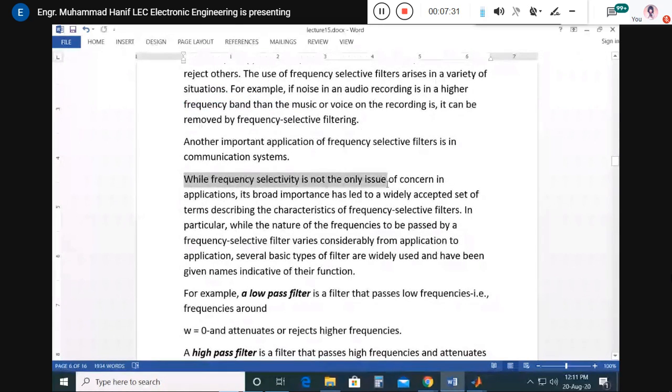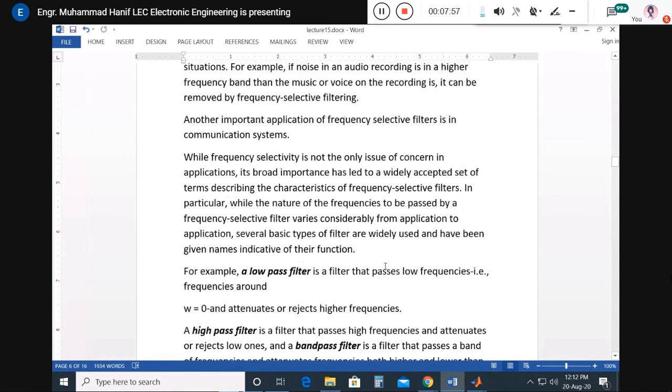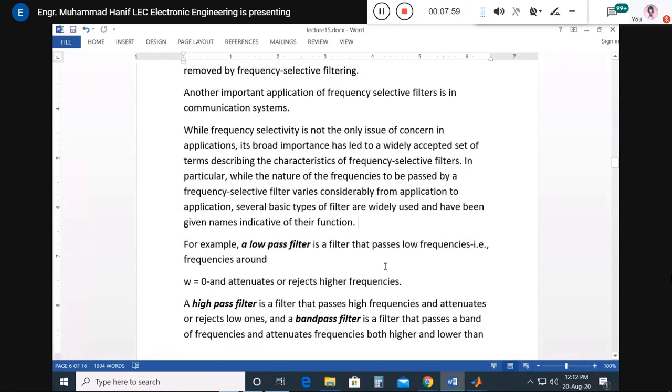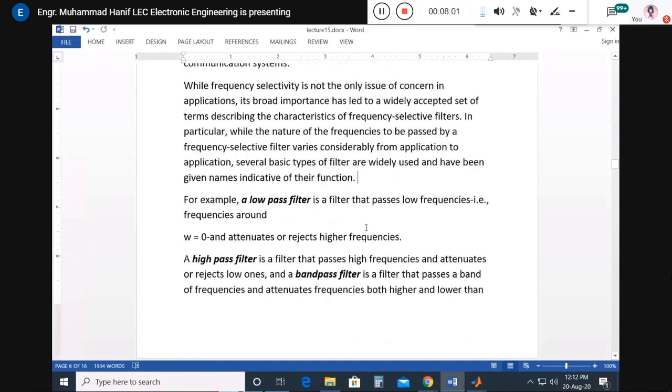So here we say, while frequency selectivity is not the only issue of concern in application, its broad importance has led to a widely accepted set of terms describing the characteristics of frequency selective filters. In particular, the nature of frequencies to be passed by a frequency selective filter varies considerably from application to application. So several basic types of filters are widely used and have been given names indicative of their function.